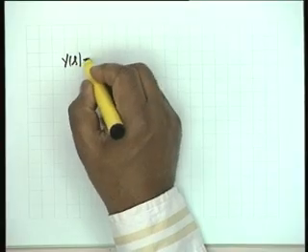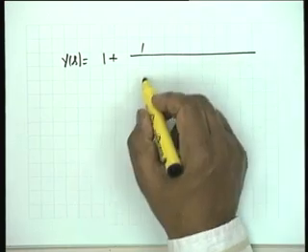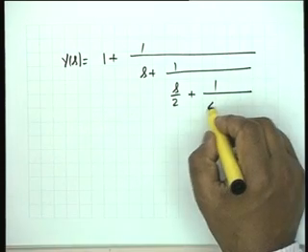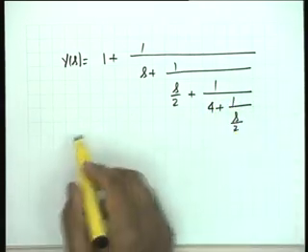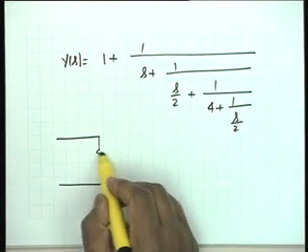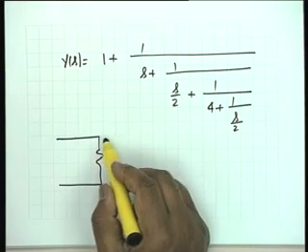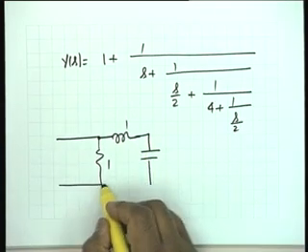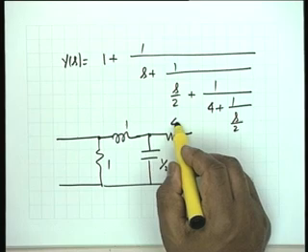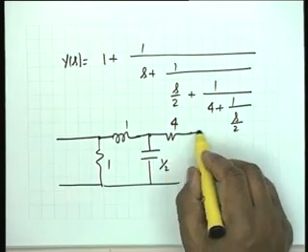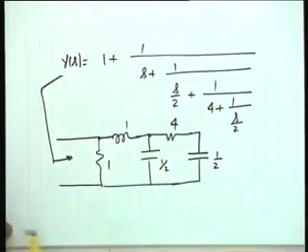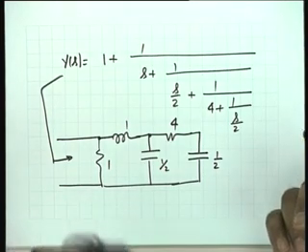Let's draw the network. What we see is that y of s is equal to 1 plus 1 over s plus 1 over s by 2 plus 1 over 4 plus 1 over s by 2, which means that the network would be a 1 ohm resistor, the next one would be a 1 Henry inductor, the next one would be a shunt element, half farad capacitor, next one would be a 4 ohm resistor, and finally a half farad capacitor, and this is y of s. It's an RLC network.